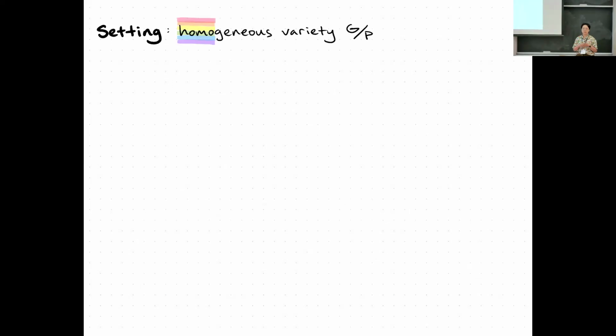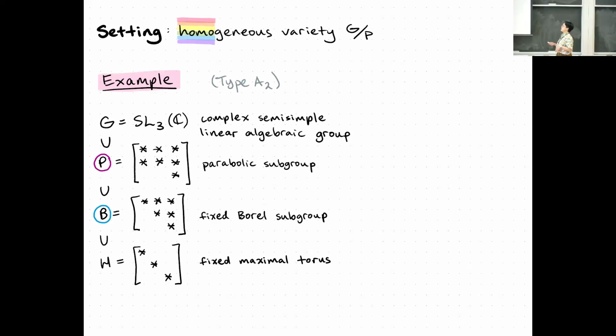So I'll start by setting the scene. Our setting for the whole talk will be a homogeneous variety G mod P, and I'm going to start off with an example so you have something in mind to think of for these spaces. My example G is going to be SL3, and there's a parabolic subgroup inside of it, which contains a fixed Borel, which you can just think of as upper triangular matrices, and inside of that there's a fixed maximal torus, which is typically diagonal matrices.